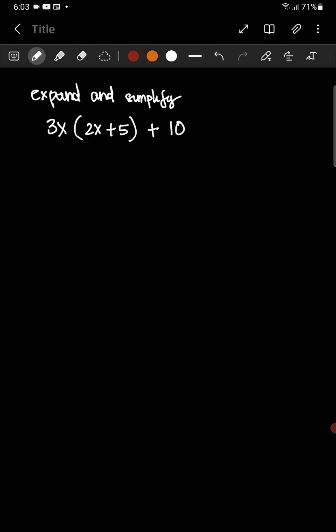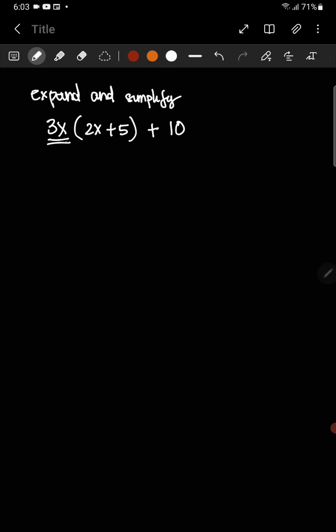Expand and simplify. If you have like 3x in bracket 2x plus 5, and after that I will add 10. Then expand means you remove the bracket.